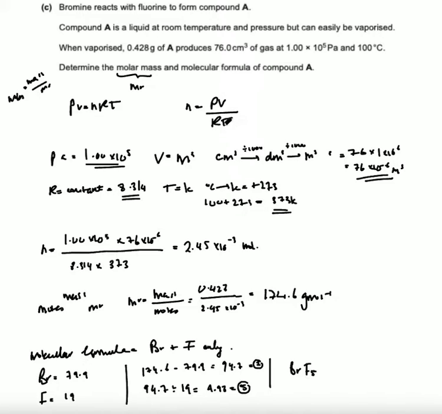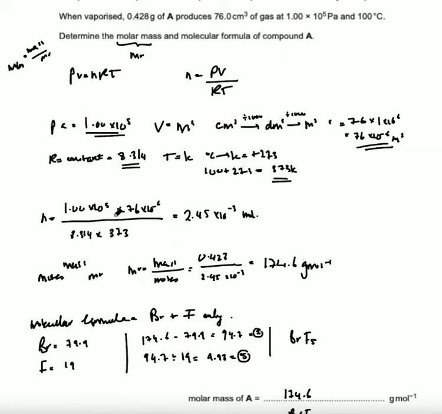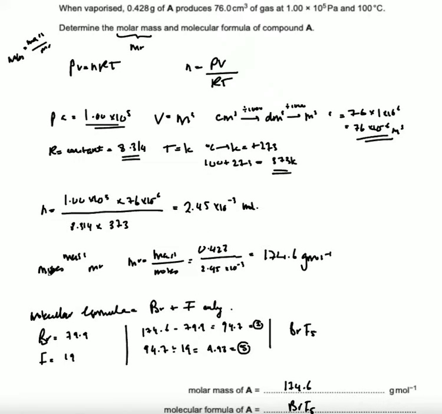And R is a constant, so it's just 8.314 and never changes. Temperature should be in kelvins, where they've given us degrees Celsius. So to convert from degrees Celsius to kelvins, you add 273. So that's 100 degrees Celsius plus 273 gives us 373 Kelvin. So we plug that all into the formula, and that gives us 2.45 times 10 to the power of minus 3 moles.